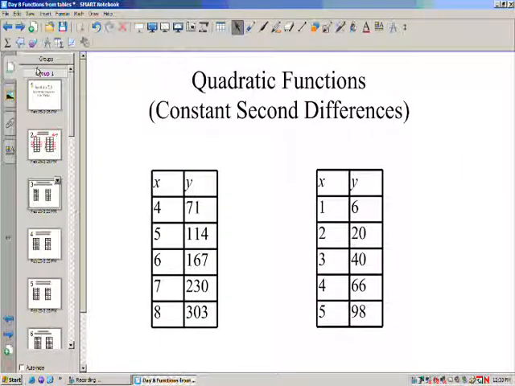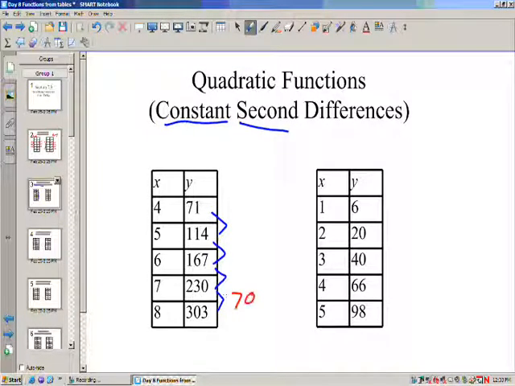Now for quadratics, they have something that's a little unusual. We call it the constant second differences. So if I find the differences in each of these values, say 303 minus 230, I'll get 73. 230 minus 167 will give us 63. 167 minus 114 will give us 53.